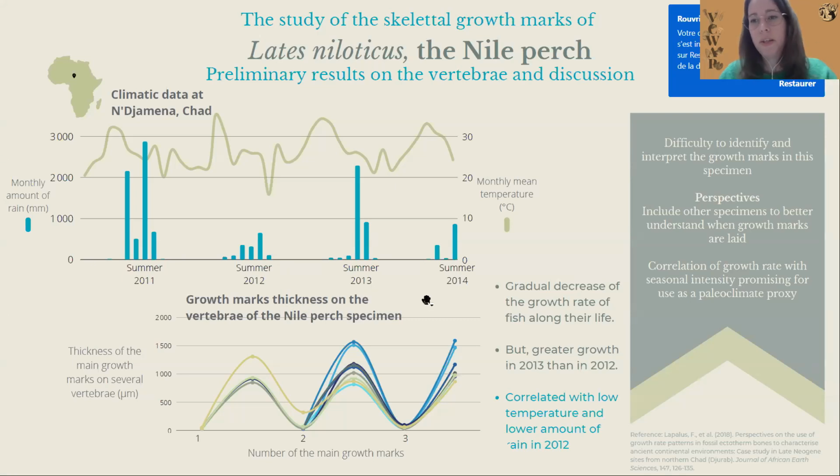So to conclude, this study showed that it was very difficult to identify and to interpret the growth marks for this specimen. So we will need more specimens of fish captured at different months during the year to better understand when exactly in the year the main growth marks are laid before being able to use this future paleoclimatic proxy on fossil fish bones. And thank you for your listening.